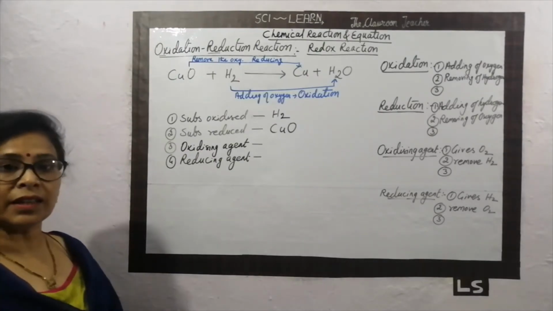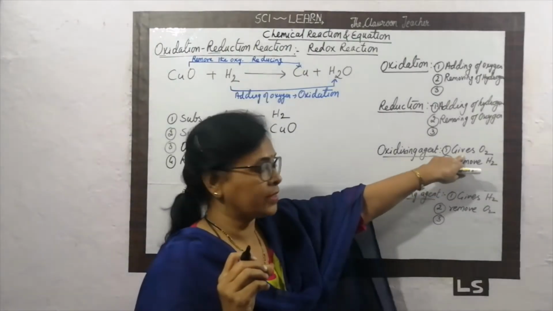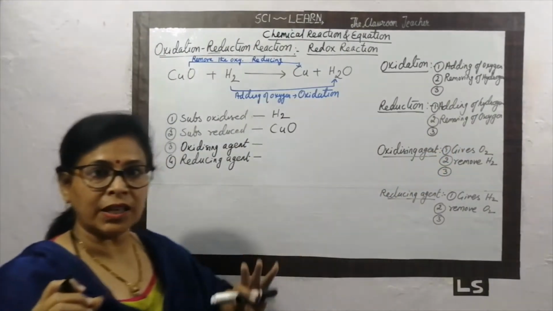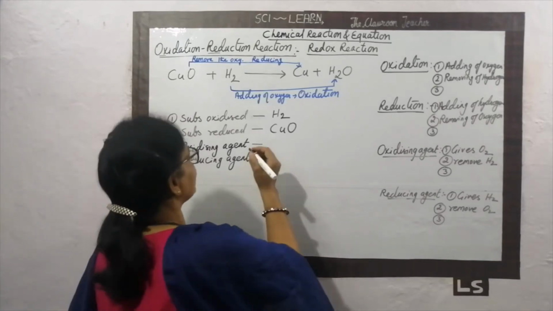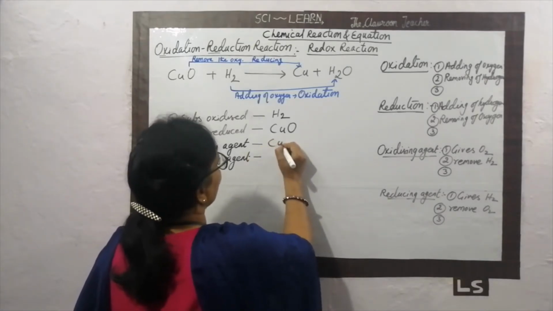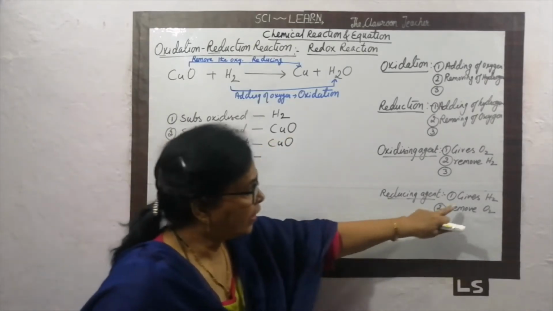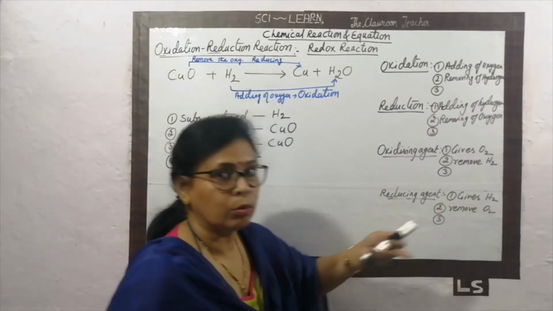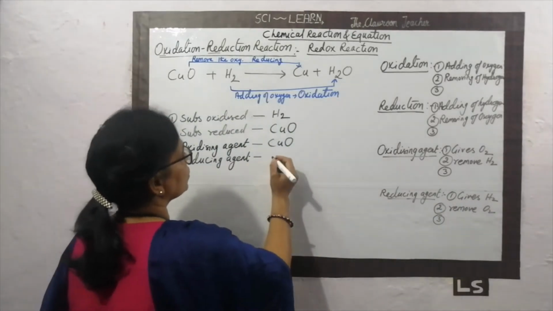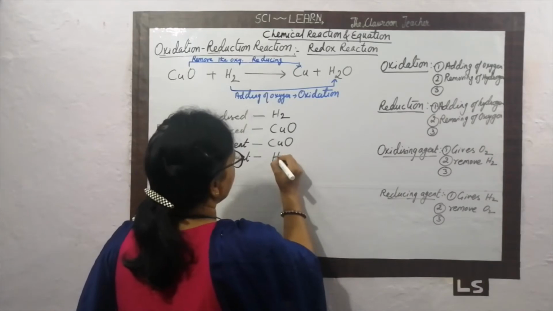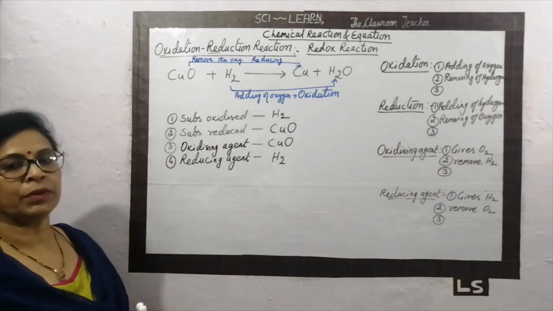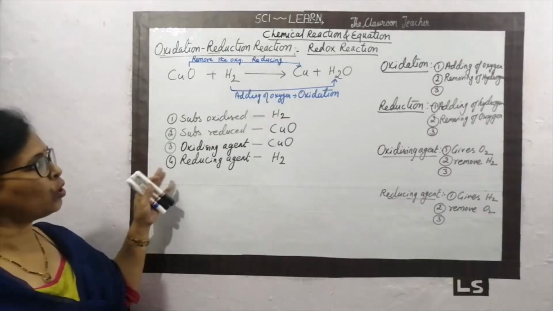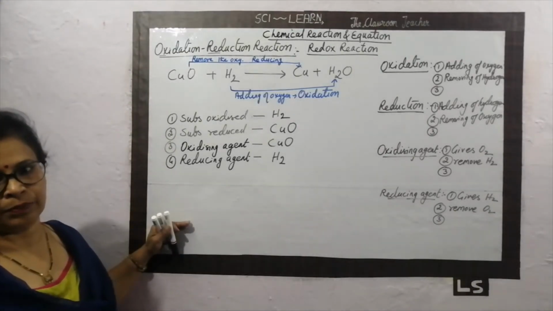Oxidizing agent is the agent which gives oxygen. So which substance gives oxygen? Copper oxide actually gives the oxygen. So the oxidizing agent is copper oxide. And who is giving the hydrogen? That is the reducing agent. So hydrogen is actually the reducing agent. So this is the explanation of the equation. You have to show all this in the examination.